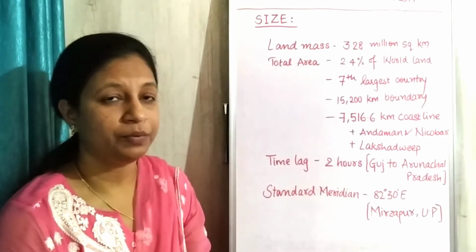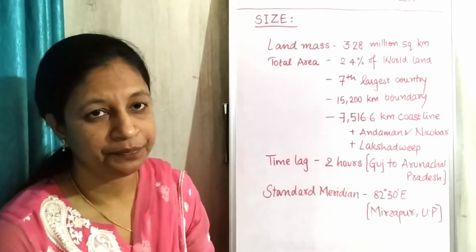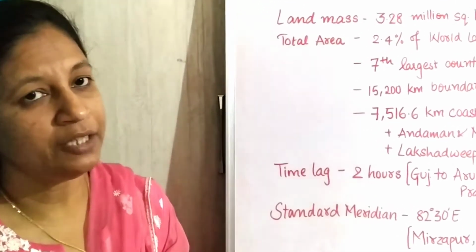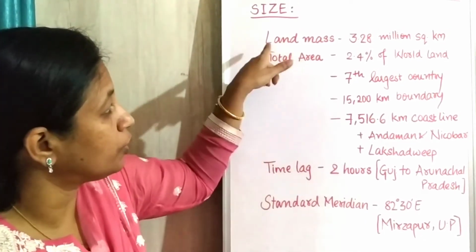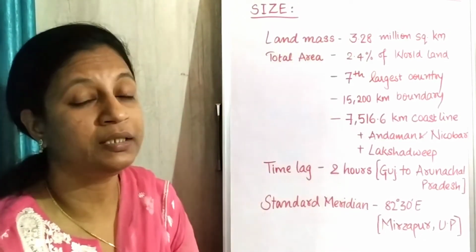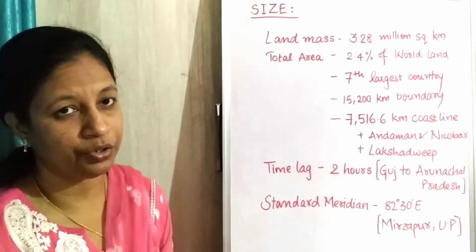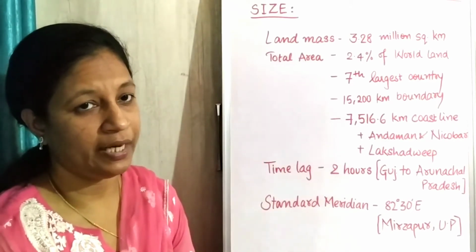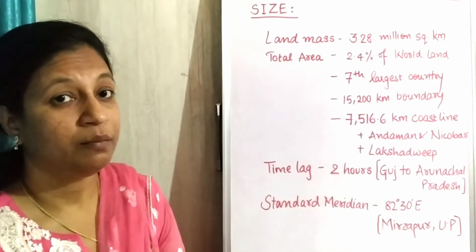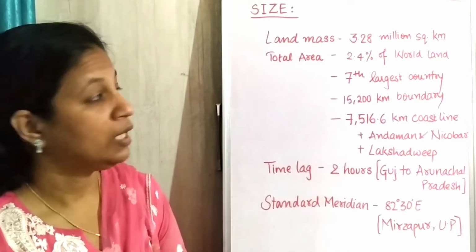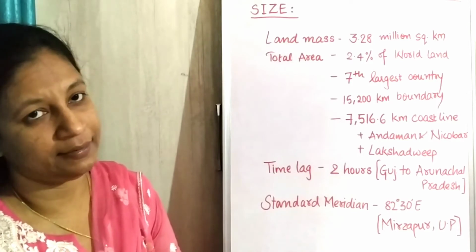Out of this, now we are talking about these lands, that becomes 100% land. Out of that 100% land, what is the percentage of your country? The land it is occupying, that we are going to see. The whole land mass on the earth is 3.28 million square kilometers. And we are almost 2.4% of the world land.